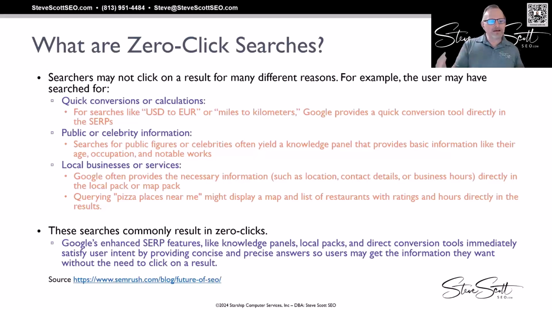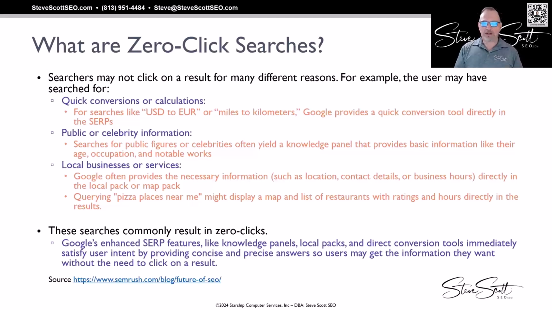Things that refer to public or celebrity information, right? If you're searching for a particular movie name or a particular actor, actress, or musician, for example, often it's going to yield a knowledge panel that provides basic information about that celebrity, like their age, their occupation, maybe some notable works, and so on.